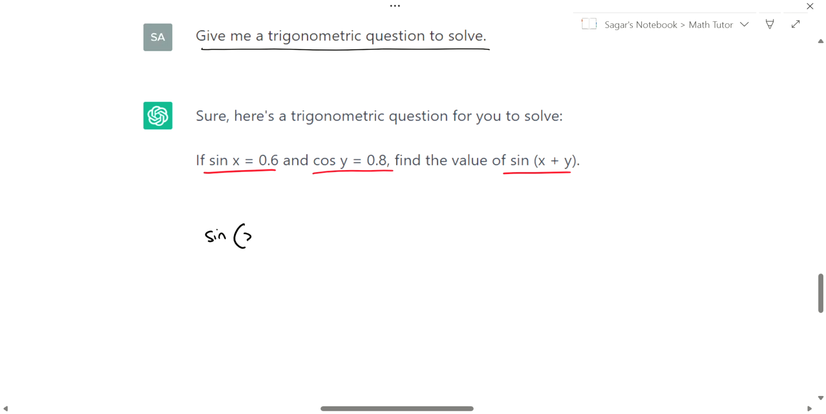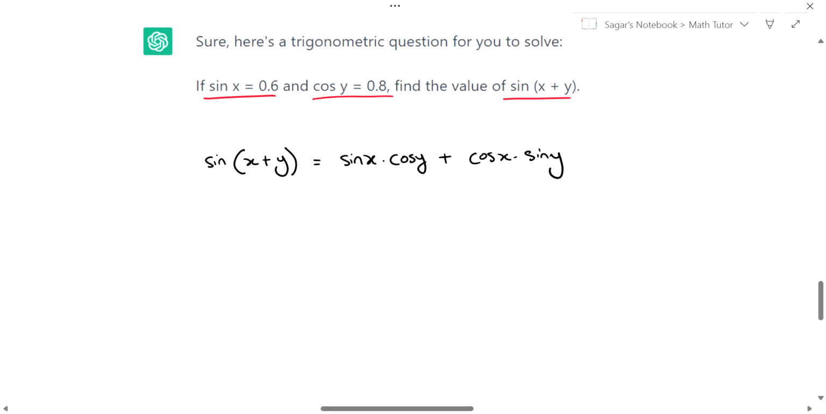First thing I would like to do is expand sin(x + y) into sin x multiplied by cos y plus cos x multiplied by sin y. Let us substitute. So 0.6 multiplied by 0.8 plus, now we don't have the values of cos x and sin y. We need to make cos x and sin y in the form of sin x and cos y.